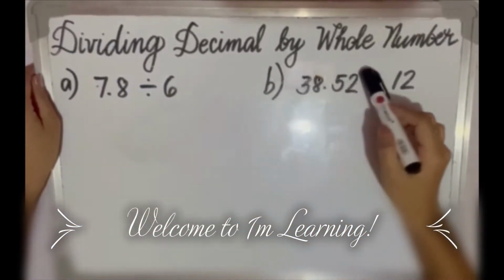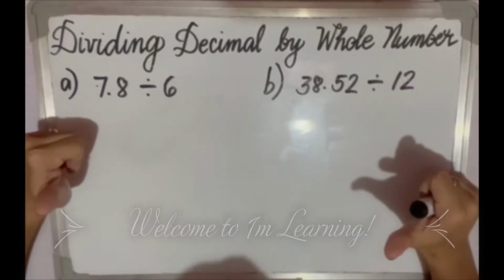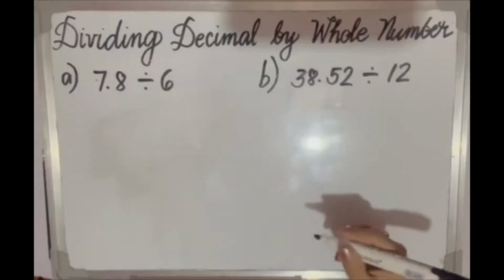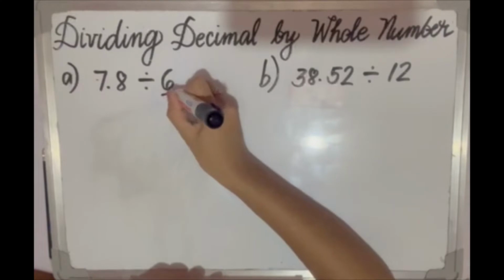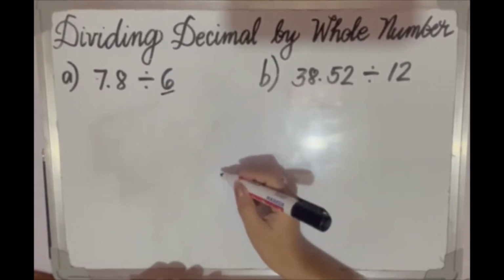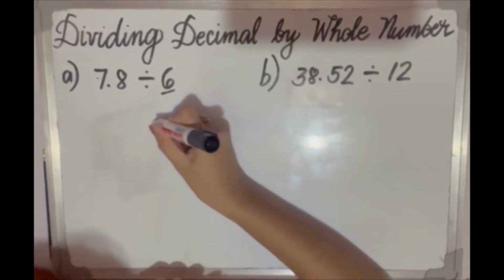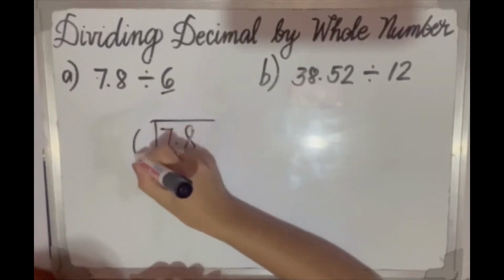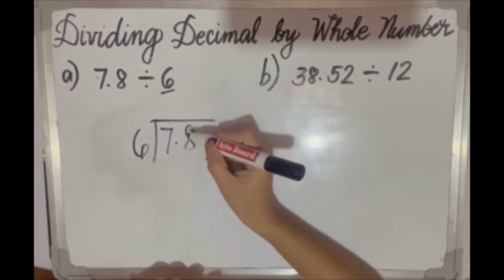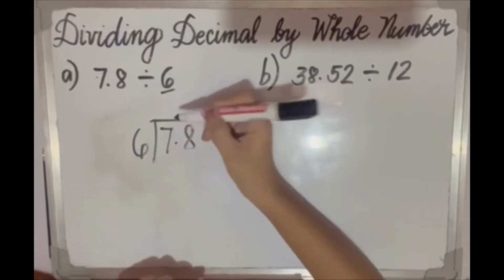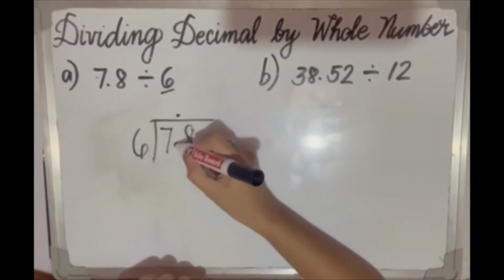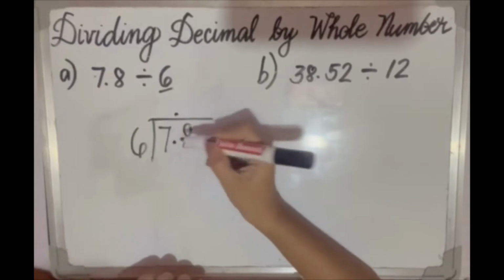Dividing decimal by whole number. Let's go. 6 is your divisor. We have 7 and 8/10 divided by 6. First step, put the decimal just above where it is placed in the dividend.